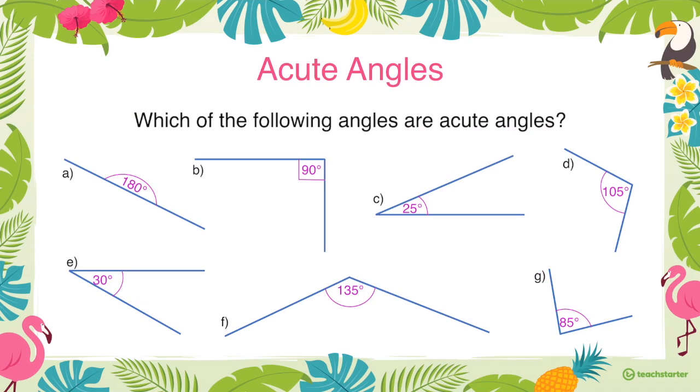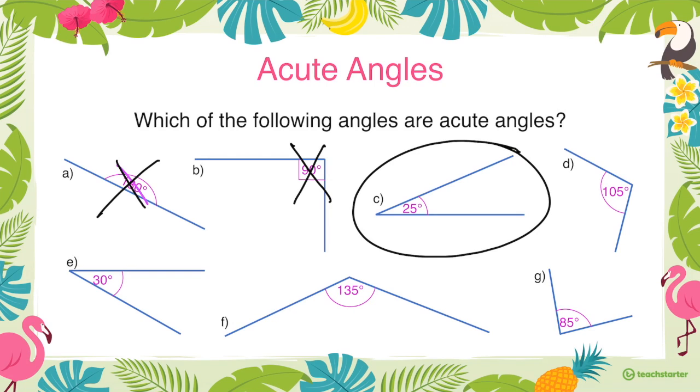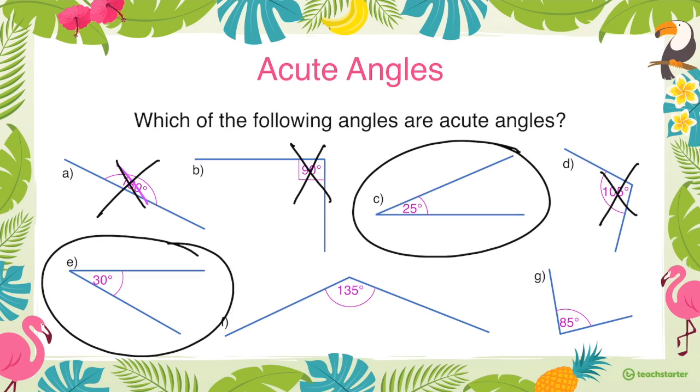So let's look, which of the following are acute angles? So we're going to get anything that's bigger than 0 but smaller than 90. So this is larger than 90. This is 90, so that's not smaller than 90, so that's not good. 25, yes, that's bigger than 0 but smaller than 90. 105, no. 30, yes. 135, no, that's bigger than 90. And 85, perfect. So those are my acute angles.